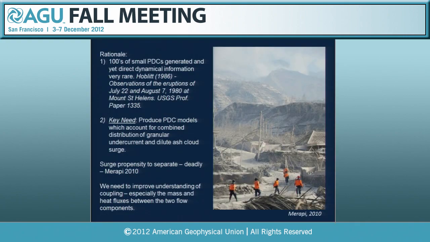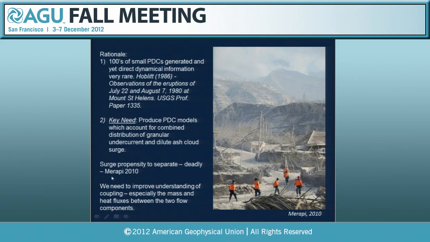Just some rationale. We've had hundreds of small PDCs generated at a variety of different volcanoes, and yet we don't have a lot of direct dynamic information. One notable exception is this Hoblet 1986 paper about some of the smaller eruptions at Mount St. Helens. And we have a key need here to produce PDC models that account for both the combined distribution of the dense granular undercurrent as well as the dilute ash cloud surge.